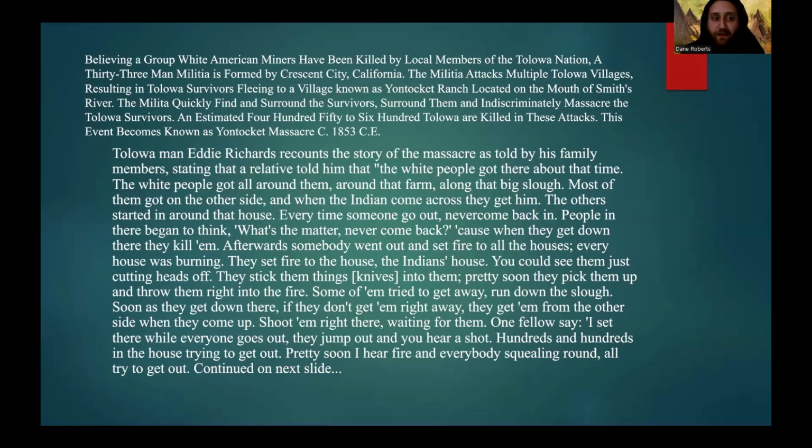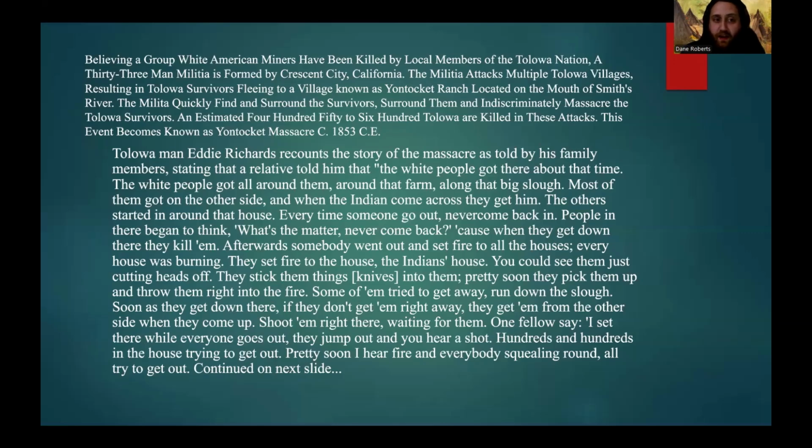However, the militia quickly found and surrounded the survivors, where they then proceeded to indiscriminately massacre the Tolowa survivors. An estimated 450 to 600 Tolowa were killed in these attacks, with this event becoming known as the Yontucket Massacre, which occurred sometime in 1853 CE. In fact, this event was remembered for decades.